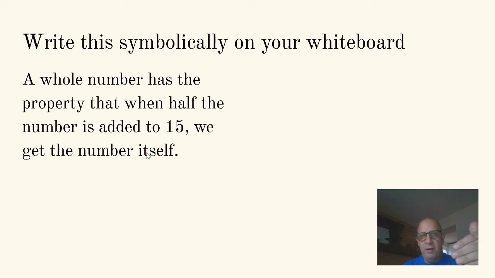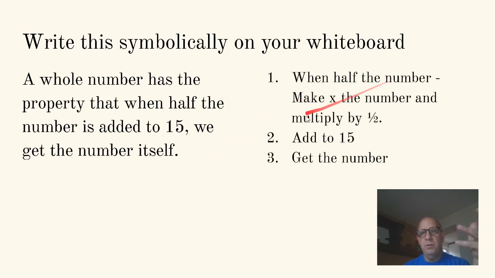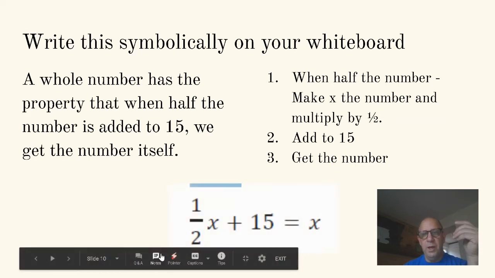So when I have half of x added to 15, how do we get half of x? I can divide by 2 or I can multiply by 1/2. And then I'm going to add 15, and the answer will be x. So half the number, make x the number, multiply by 1/2, add 15, you get the number. Half times x plus 15 equals x. Did you get that? Or something close to that?